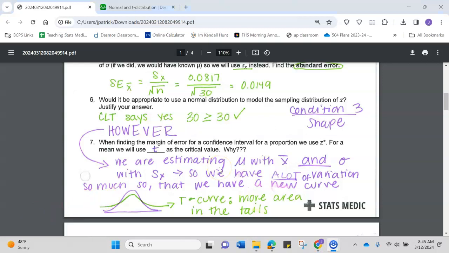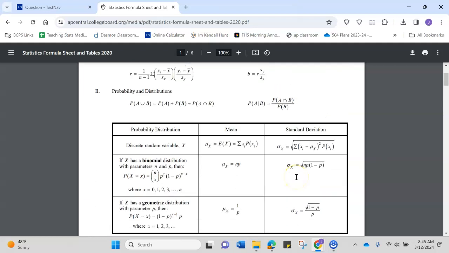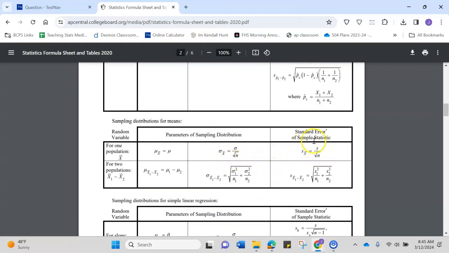Okay, now that we know we're using a t-curve, let's just go back and talk about our confidence interval formula. So on your formula sheet, let me pull that up. Remember it says this right here. To get our confidence interval, we need our statistic, that's just our point estimate, plus or minus this margin of error, which is our standard error. We just used the formula from right here. Here it is.